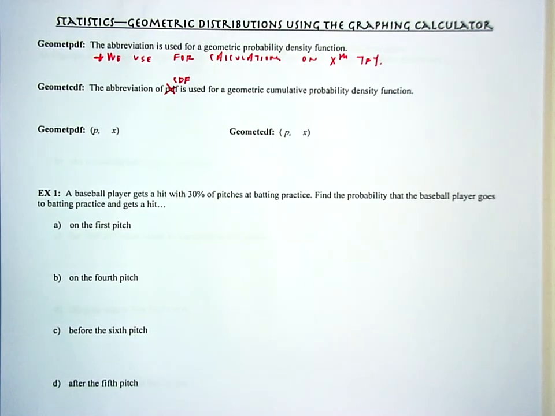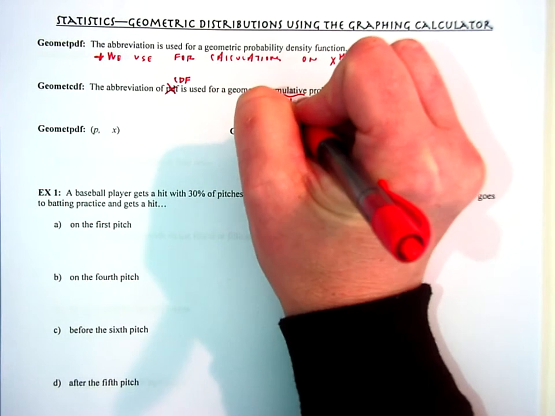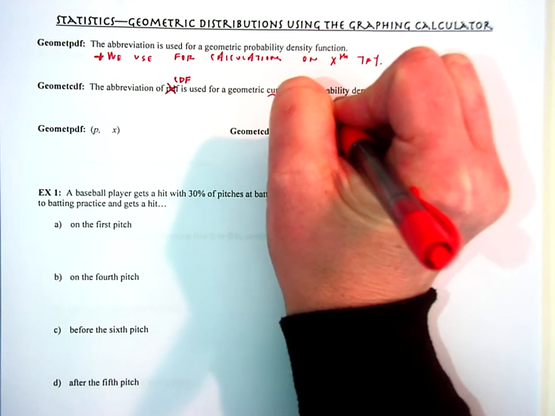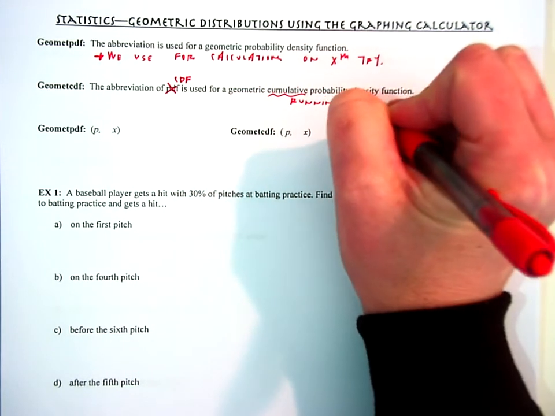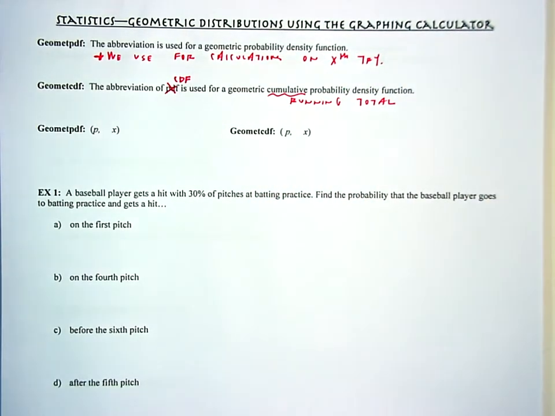Okay, and then GeoMet CDF, so the abbreviation of CDF is used for a geometric cumulative probability density function. So that word cumulative is coming back, and again, it tells us running total. So we use it for calculations where we get that success at or before the xth try.